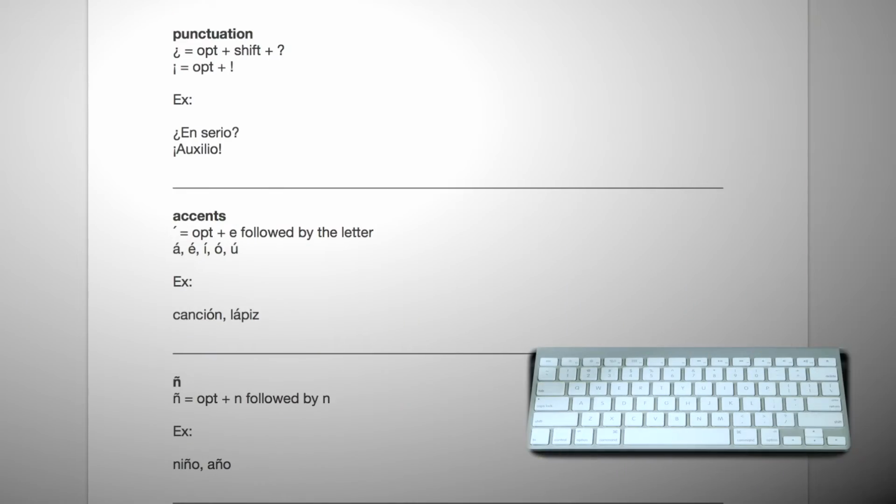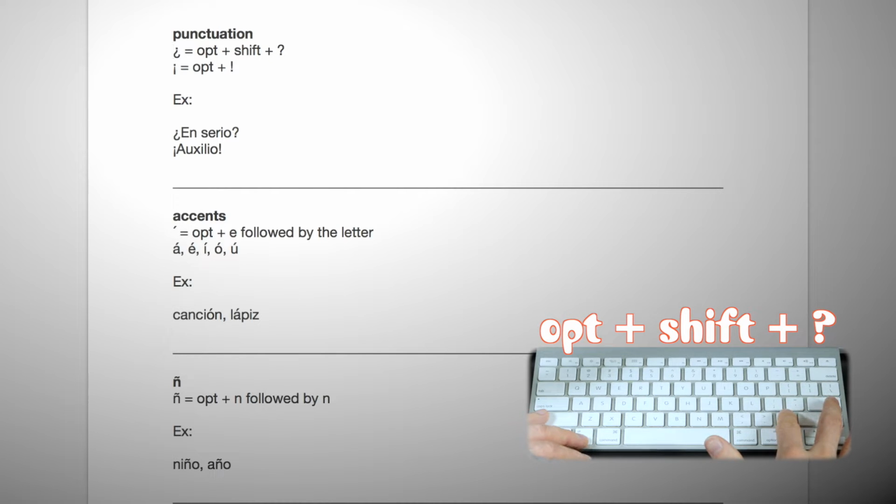Now that I've shown you how to type accents on your iPhone, let's take a look at how you do it on macOS. To start, let's take a look at punctuation. To make an upside down question mark, all you need to do is hold Option, Shift, and the question mark at the same time, and you'll get an upside down question mark, just like this.